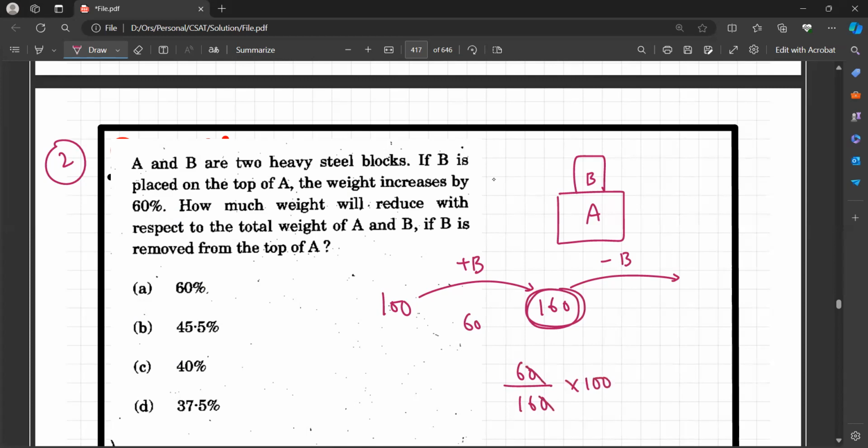Once you cancel this, you get 600 by 16. 600 by 16, it will be less than 40%. The only option available here is 37.5%. Why? Because 16 into 40 is 640. So ये 640 से कम है numerator. That will be less than 40%. So answer would be 37.5%. Is it clear? Got it? Proceed to the next problem.